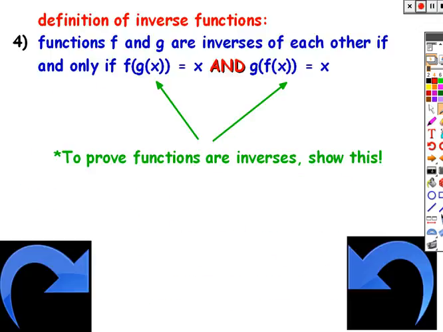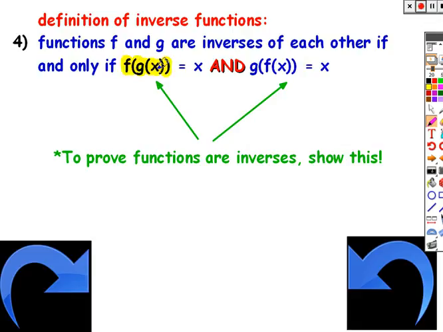That brings us to the last property then of inverse functions. So the definition of inverse functions. Functions f and g are inverses of each other if and only if f of g of x equals x and g of f of x equals x. So one thing to note is that if I find the inverse of a function, the inverse doesn't have to be a function.